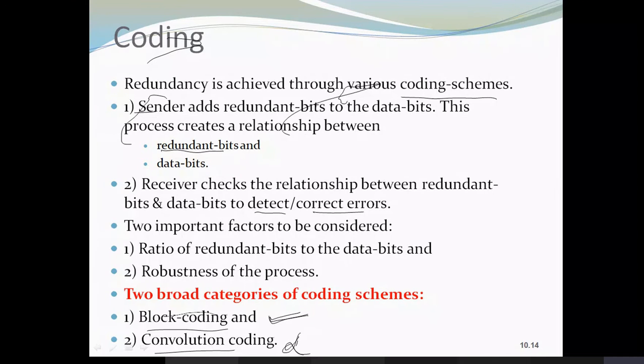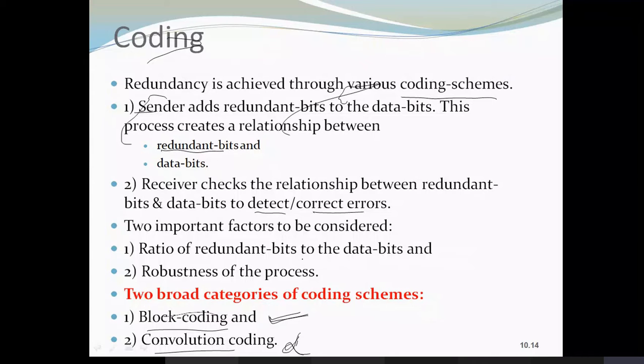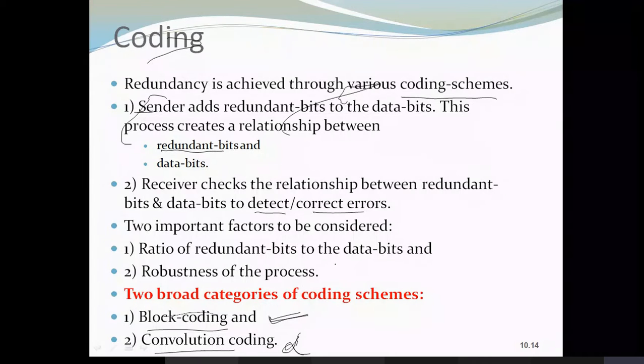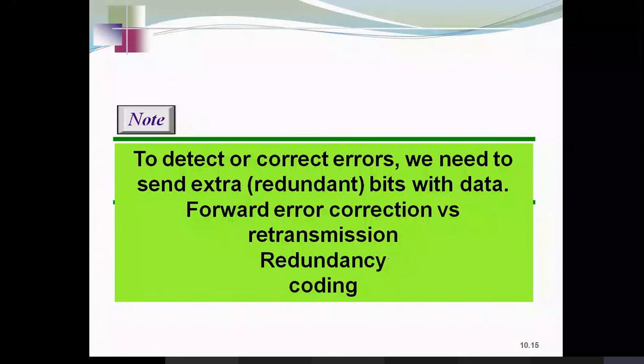So here there are different methods. In that, the two factors that can be considered are the ratio of redundant bits to the data bits and the robustness of the process, like the speed of the method you're going to use, how much time it takes, or what process it is going to involve. All this matters for detection and correction. So the main categories are block coding and convolution coding. We'll just start with block coding.